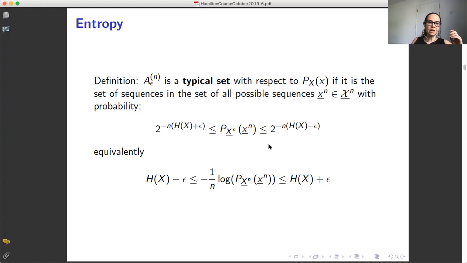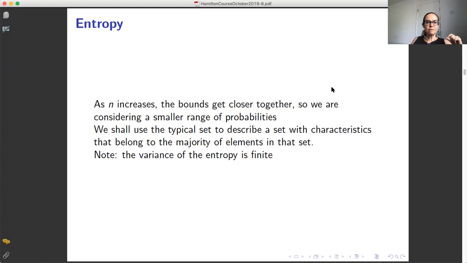The left-hand side and right-hand side here are not getting closer together, but of course, this in the middle is changing. Okay, but if I look at this first inequality, you see that the right-hand side and left-hand side are getting closer together, okay? I'm going to remind you, I actually haven't shown it to you, but we're going to have a finite variance here in the entropy, so I'm able to apply the laws of large numbers.